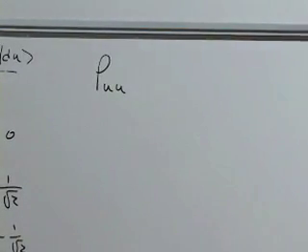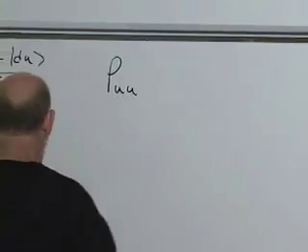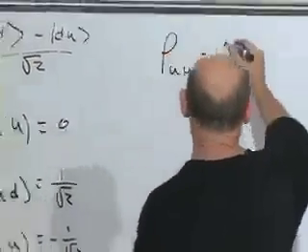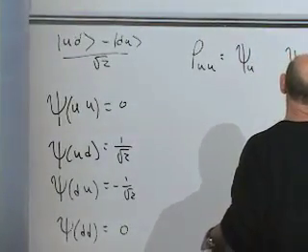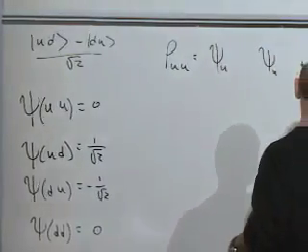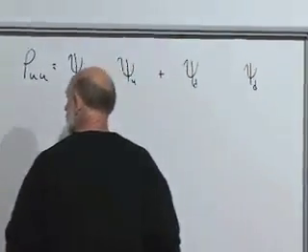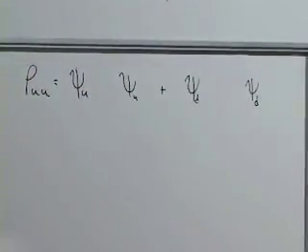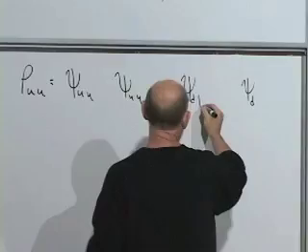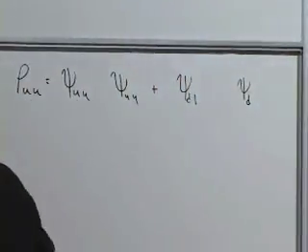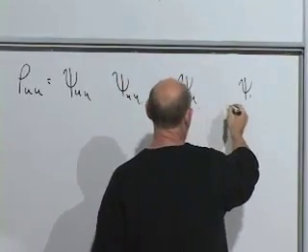Remember, rho is a matrix, but it's a matrix just in the space of one spin. So let's calculate its up-up matrix element. We get it by writing psi up, and then plus. Now remember, we sum over the B coordinate. We're calculating the up-up matrix element.